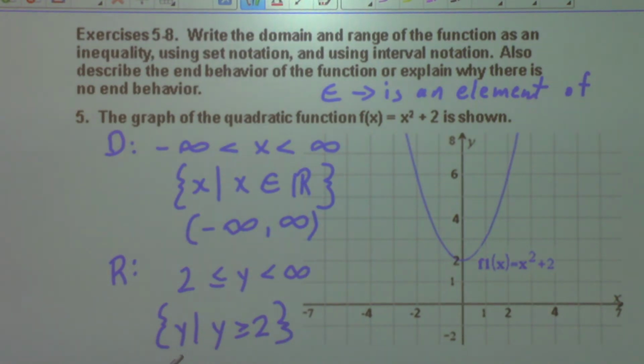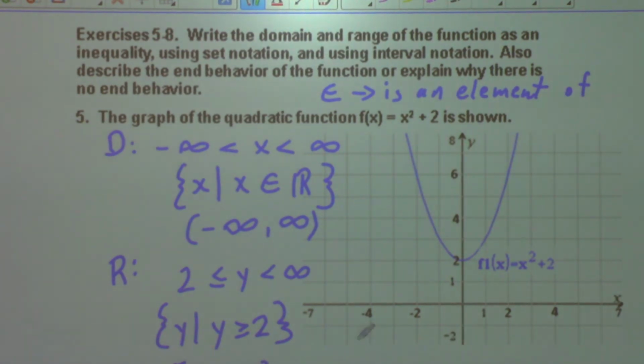Okay, now in interval notation, bracket. Is that you, Atlee? Yes. Okay, Atlee, good job. Infinity parentheses, okay?